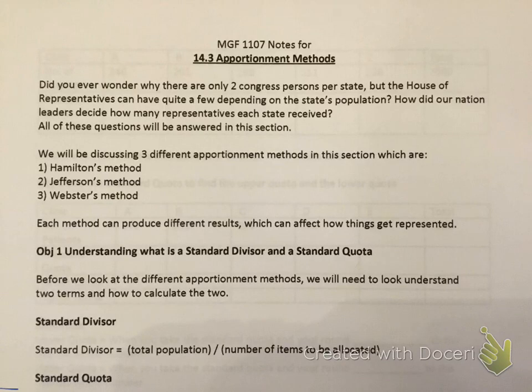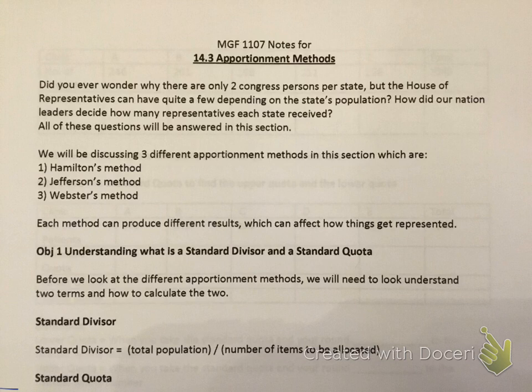We're going to do 14.3, which is the apportionment method. And I've already run this section through with the face-to-face class, and I determined that some of the methods, i.e. Jefferson and Webster, take a really long time to discuss. So we're just going to focus on Alexander Hamilton.